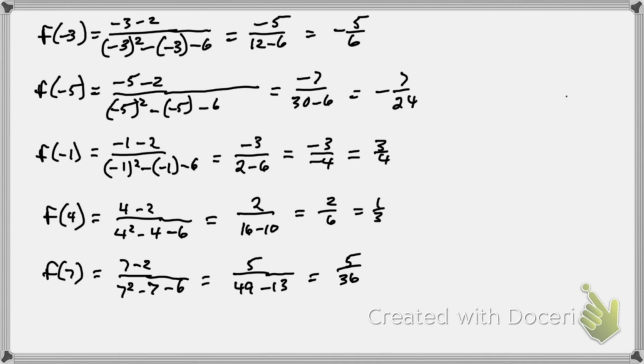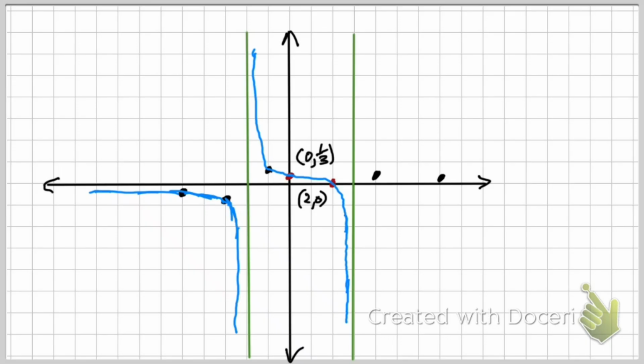Now I picked 7. You don't want to pick points that are too close together because there won't be much difference in the y values sometimes, and it really won't help you very much. So I picked 7 to get away from that 4. I'm getting 5/36. Let's plot that one. So you can see it's even closer to that horizontal asymptote, the x-axis. Well, just based on those 2 points and the vertical asymptote, I can sketch the rest of my graph. It's going to look something like that.